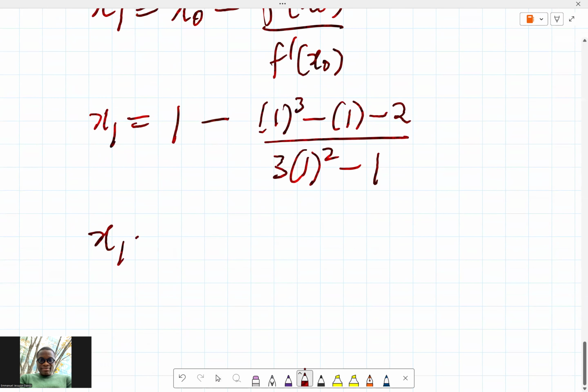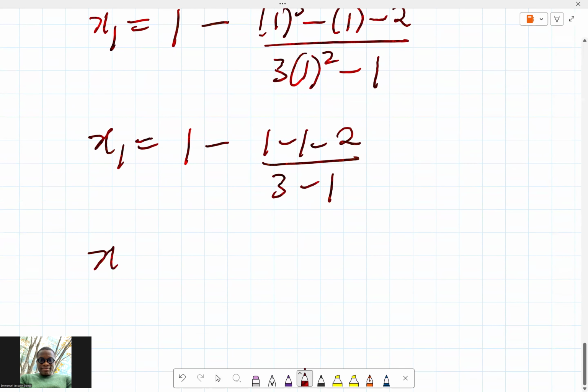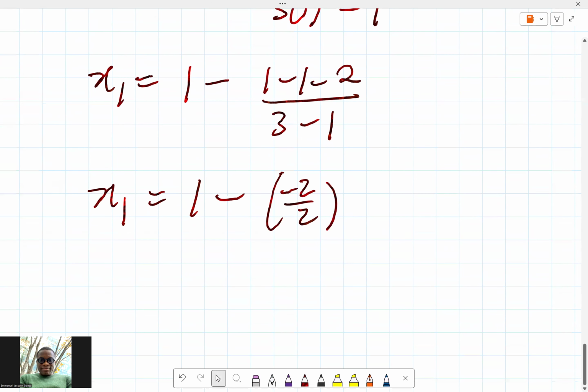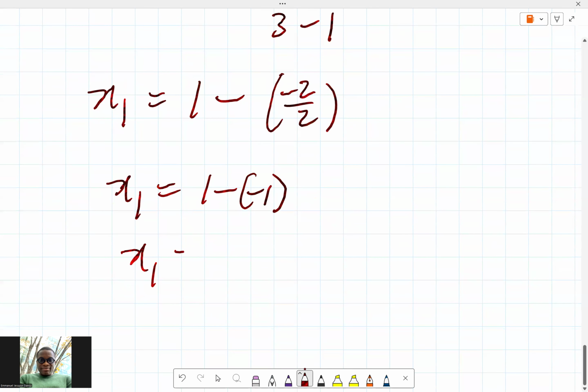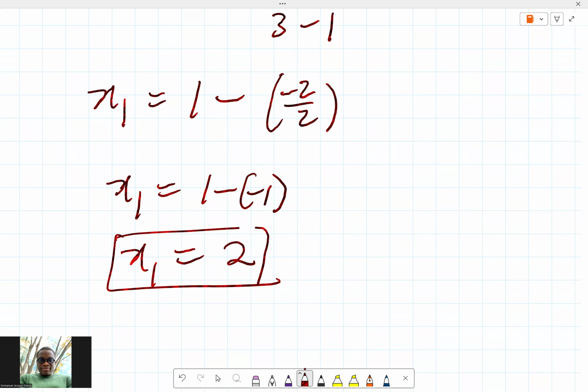So that means that x1 is equal to 1 minus 1 raised to power 3, that's 1 minus 1 minus 2, all over 1 raised to power 2 is 1, times 3, minus 1. So x1 is equal to 1 minus, 1 minus 1 is 0, 0 minus 2, that's minus 2, all over 2. So x1 is equal to 1 minus minus 1. That's 1 plus 1. So x1 is equal to 2. In short, x1 is equal to 2. So we have our x1 to be 2.